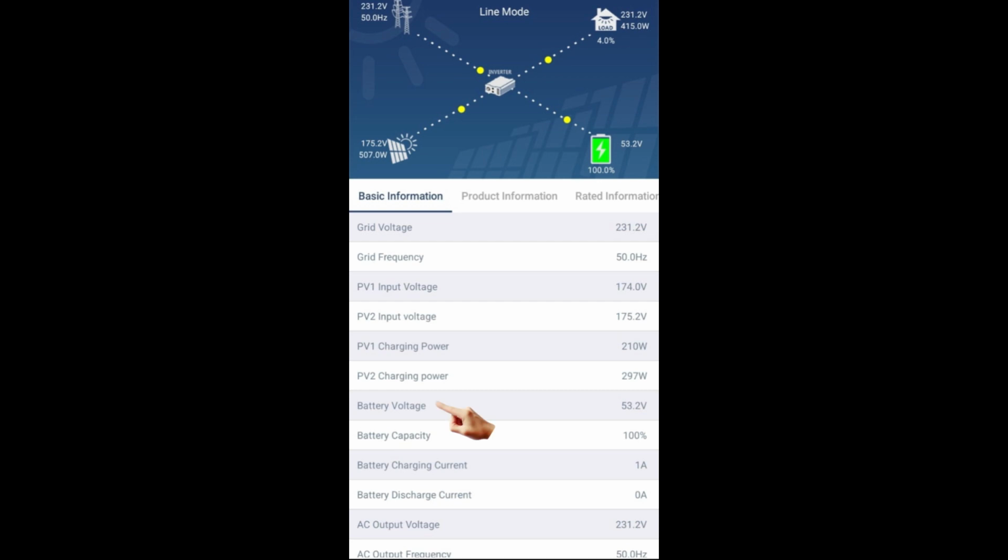The battery voltage is the voltage the battery is currently sitting at when charging and/or discharging. The battery capacity is the amount of energy the battery has. This is not accurate because the inverter measures the voltage of the battery and not the actual current available in the battery. The battery charging current is the number of amps being pushed into the battery while charging.